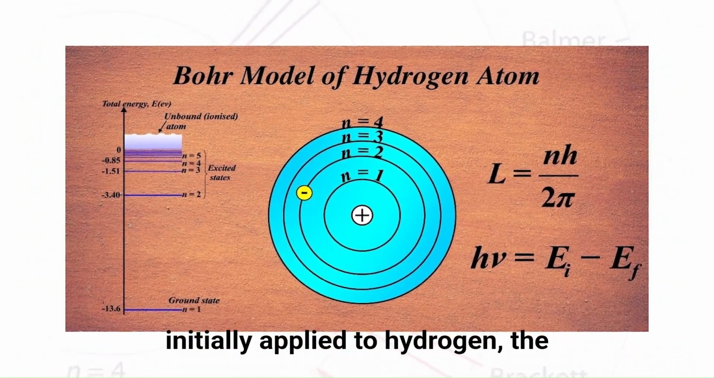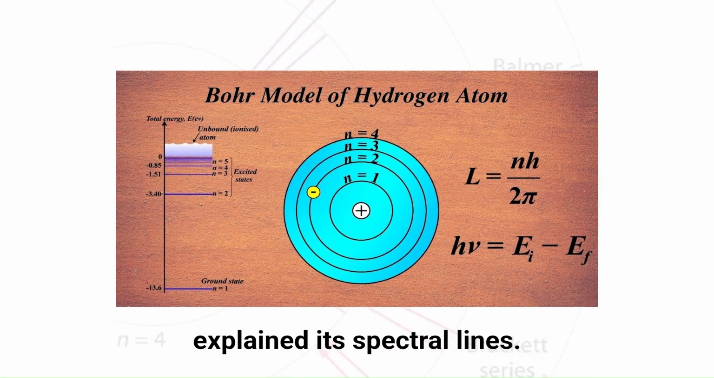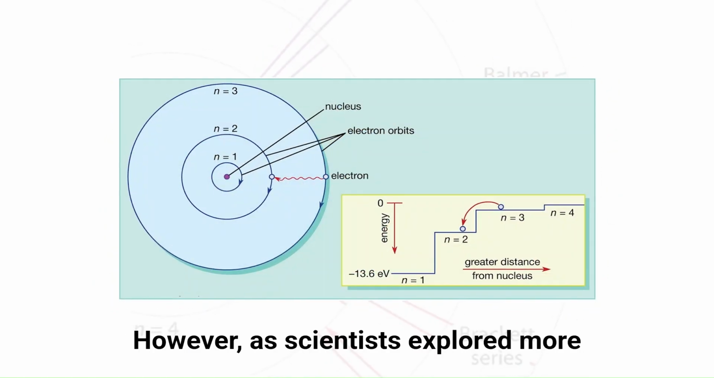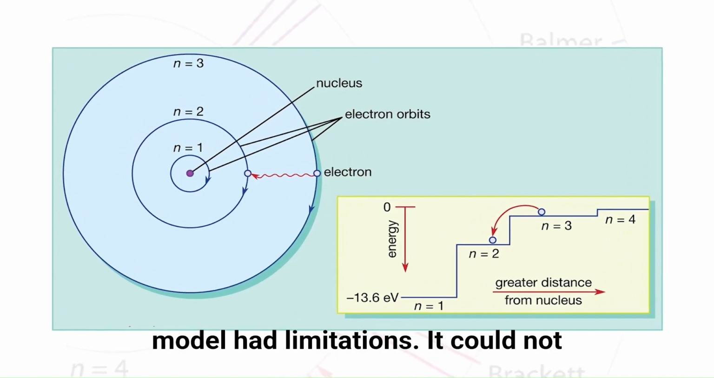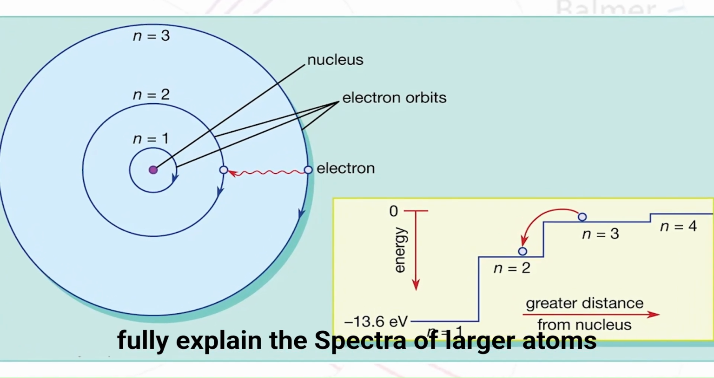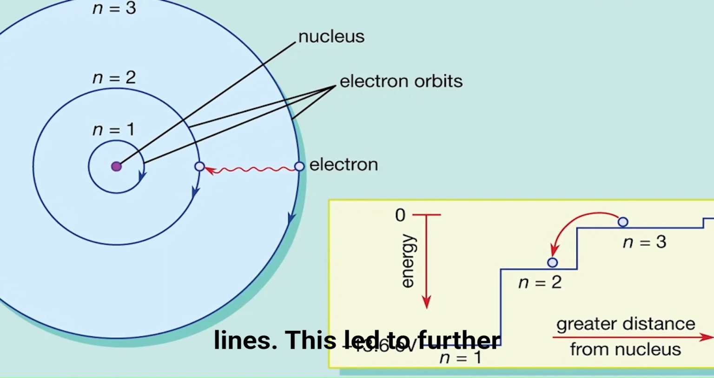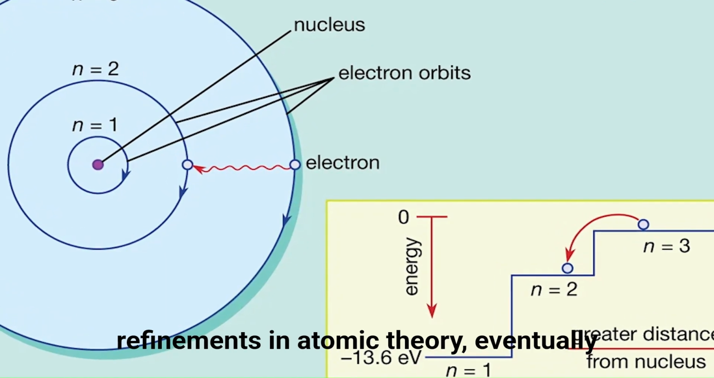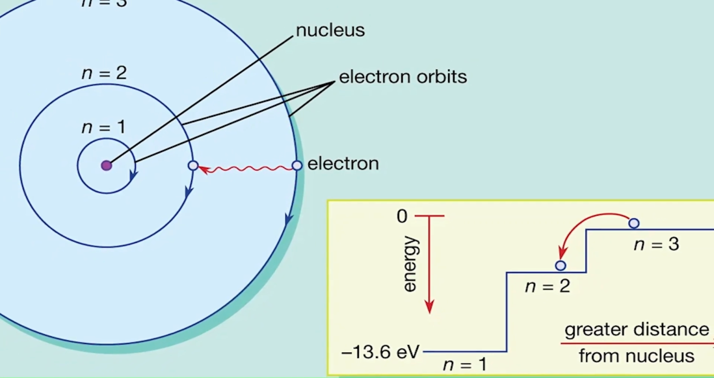Bohr's model was initially applied to hydrogen, the simplest atom, and it successfully explained its spectral lines. However, as scientists explored more complex atoms, they realized that Bohr's model had limitations. It could not fully explain the spectra of larger atoms or the fine details observed in spectral lines. This led to further refinements in atomic theory, eventually giving rise to quantum mechanics.